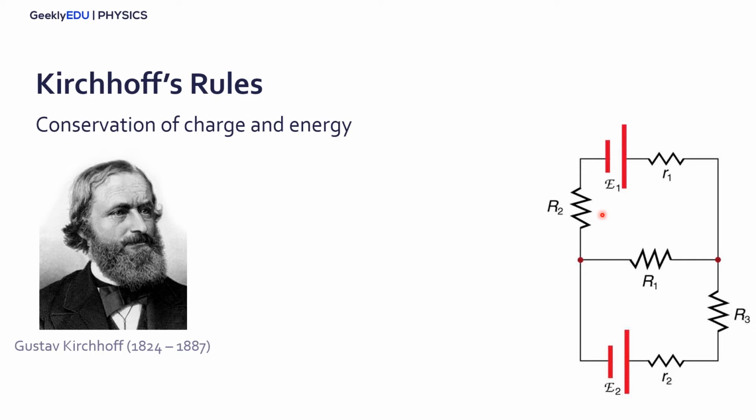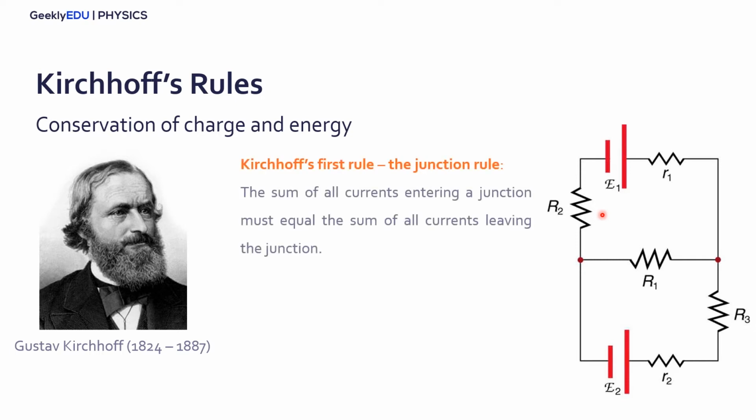Kirchhoff's first rule is called the junction rule, alright? It states that the sum of all currents entering a junction must equal the sum of all currents leaving a junction, okay? So we have two junctions here. Everything that enters this junction must be equal to everything that leaves this junction, okay?